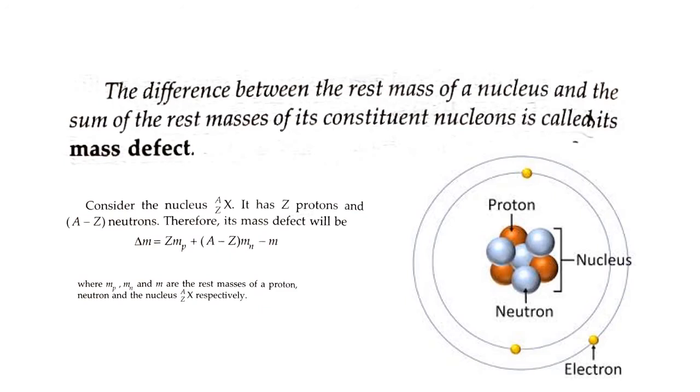So let us consider this nucleus, any random chemical element X. This element X has A nucleons, so the mass number is A, and Z protons, so the atomic number is Z. If it has Z protons and A minus Z neutrons, then the mass defect can be written as delta M. If the mass of an individual proton is mp, and there are Z protons inside the nucleus, the total mass of all the protons will be Z mp.